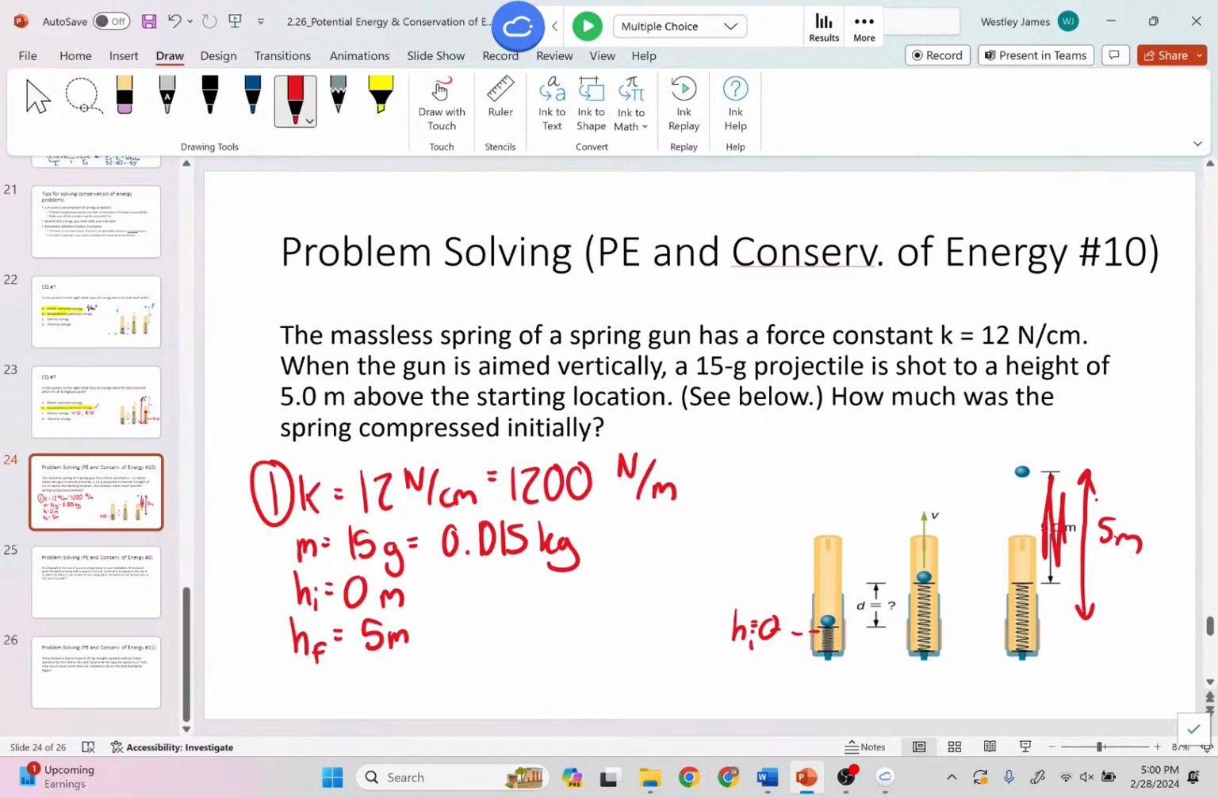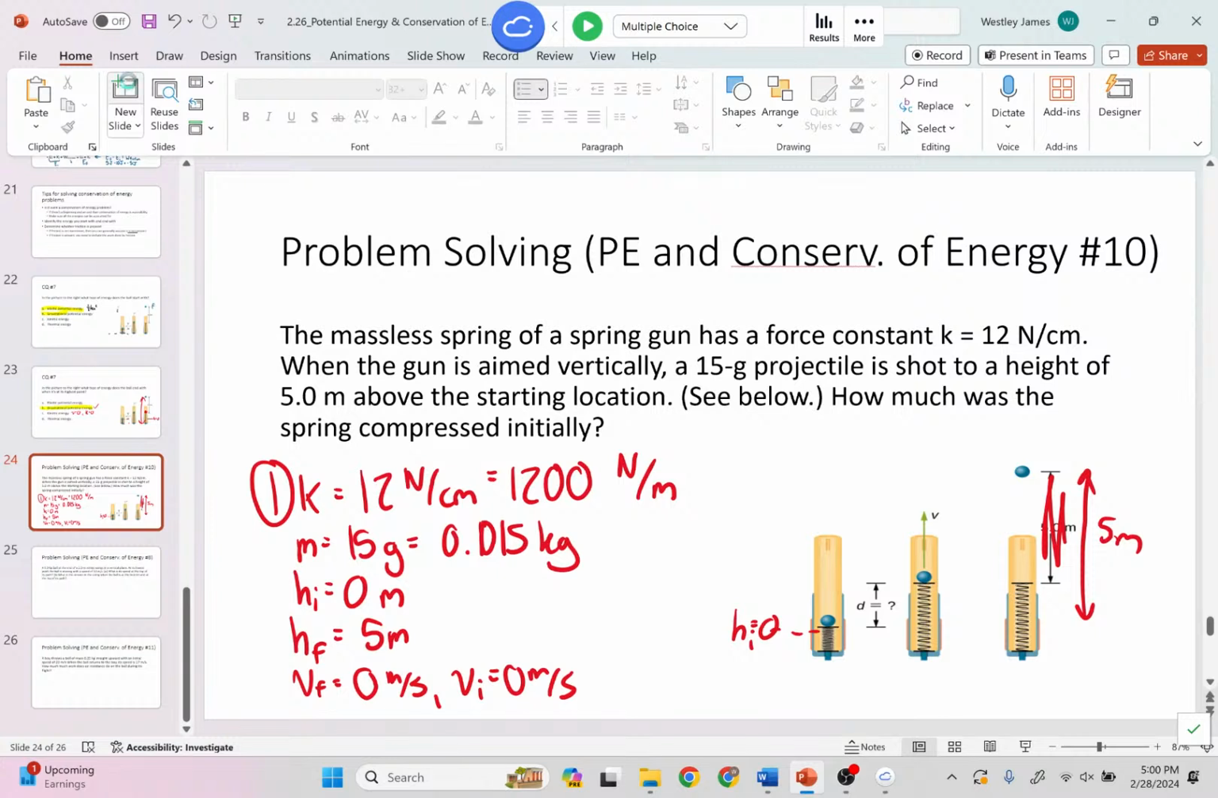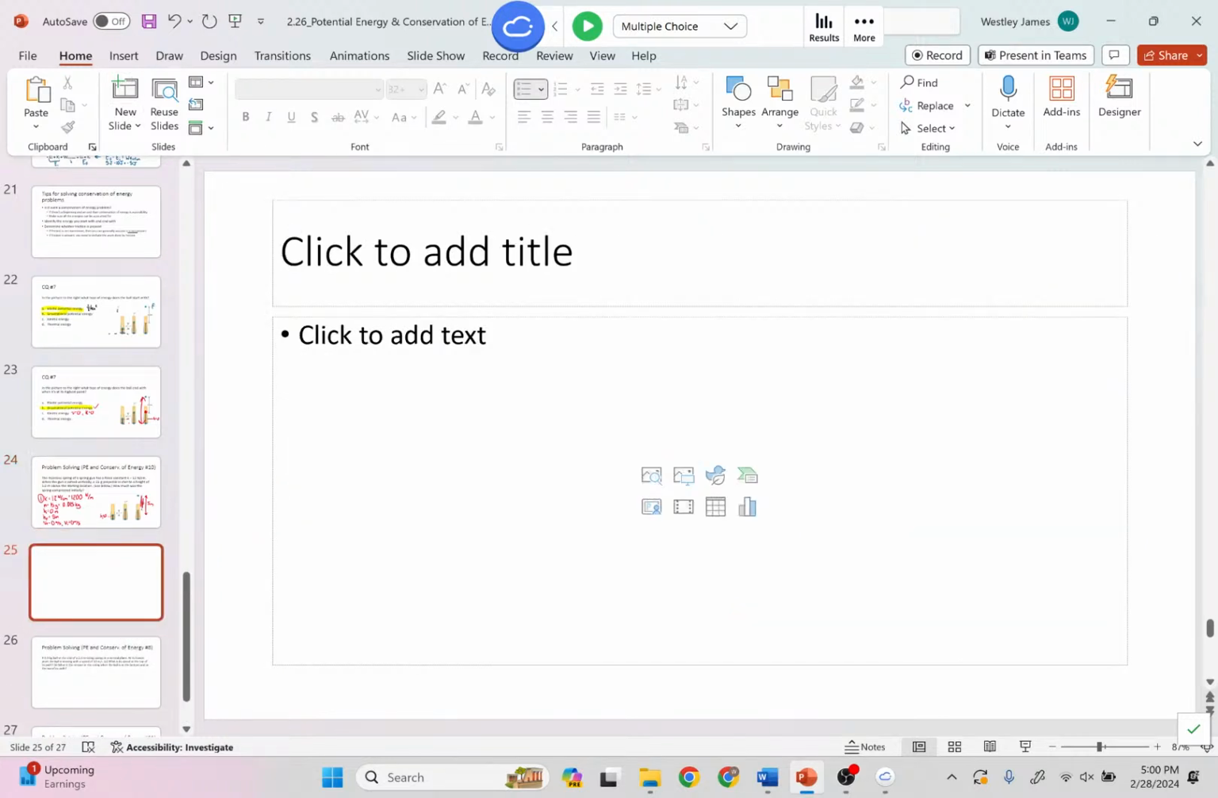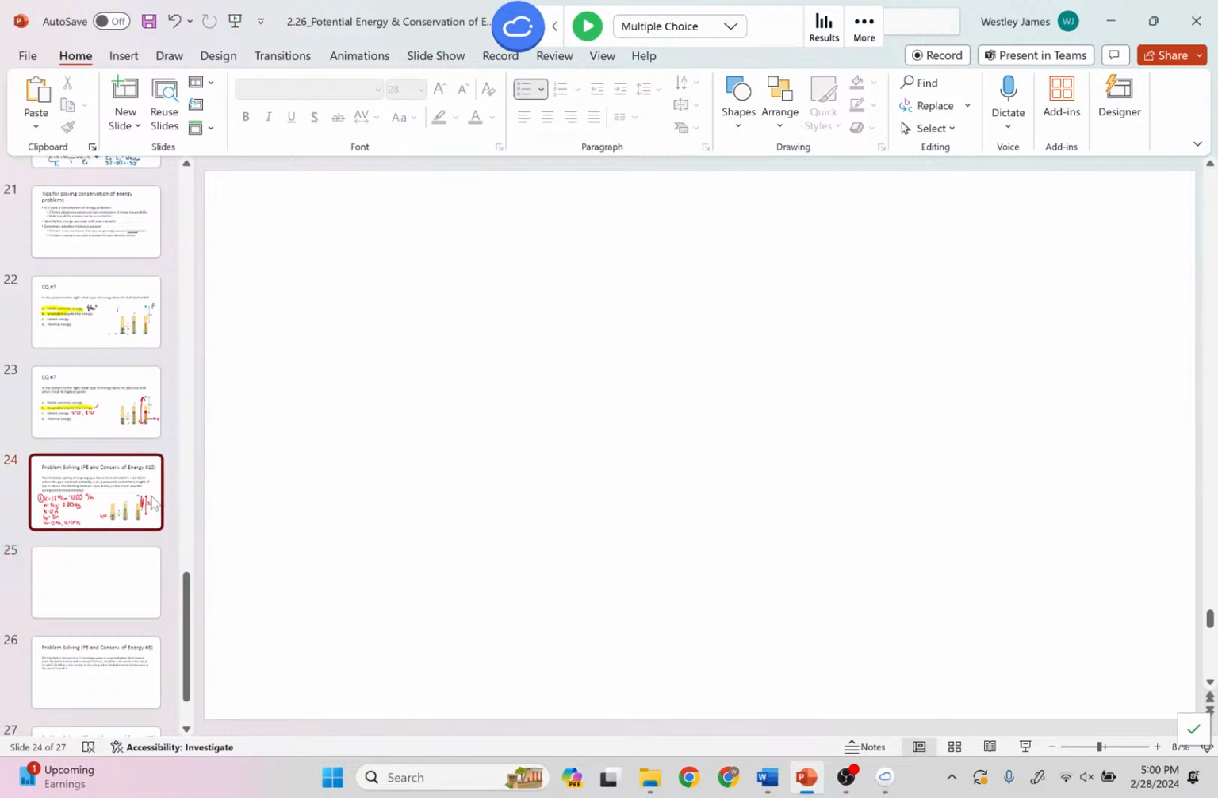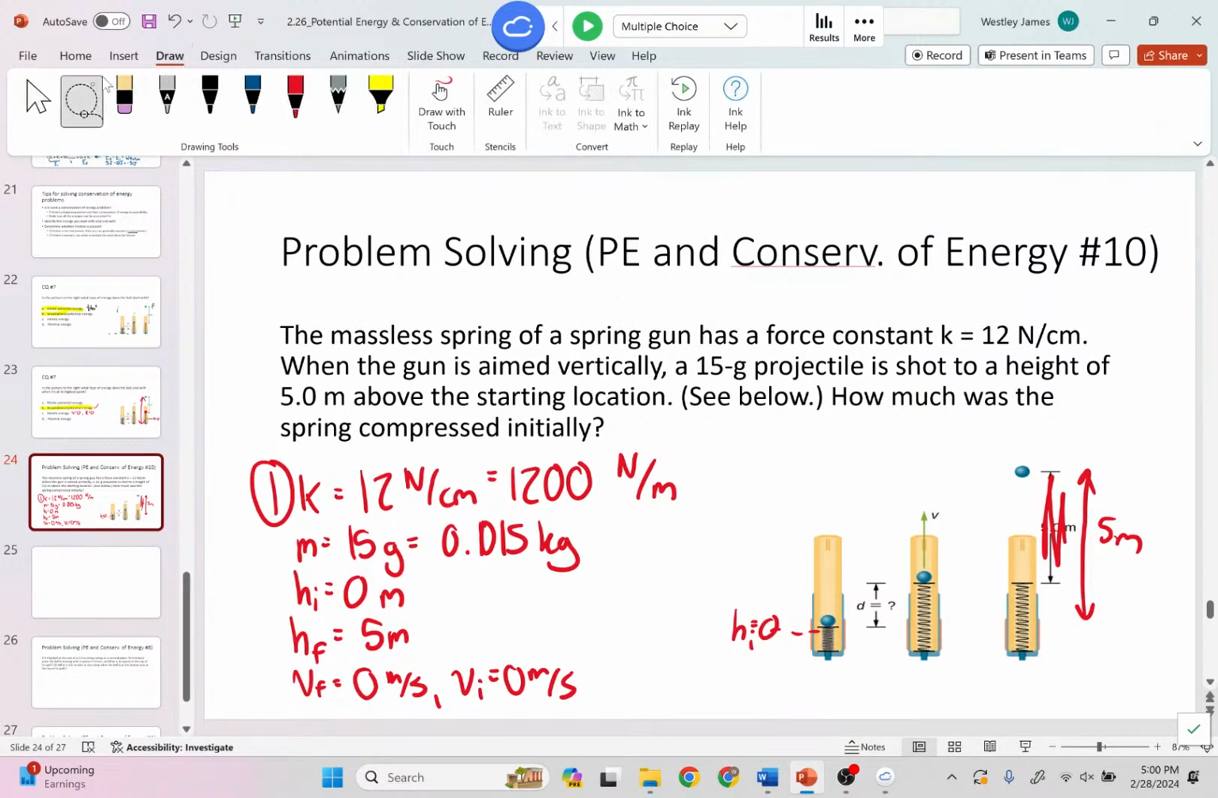Fantastic. What else do we know? We know that the final velocity is 0. We know that the initial velocity is 0. Okay. We're going to copy all this stuff over and work through this. This is actually a fairly simple problem. Even though it seems like I spent a lot of time on it, that's just because I wanted to point out some subtleties here that we didn't end up needing.